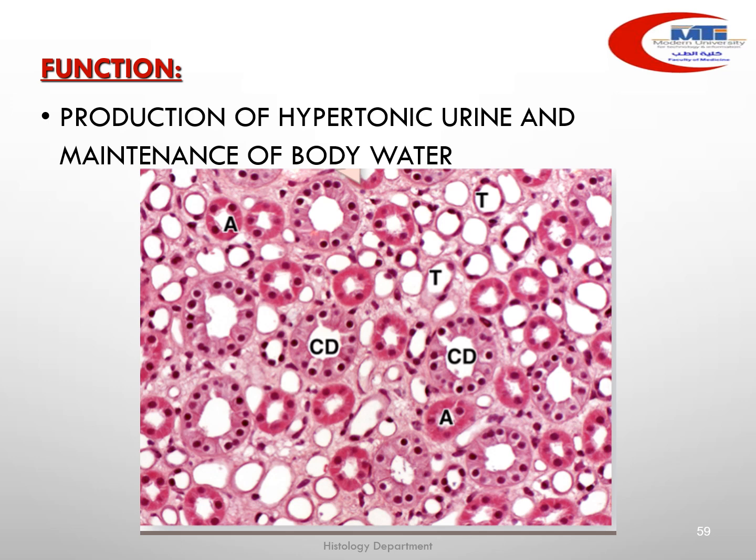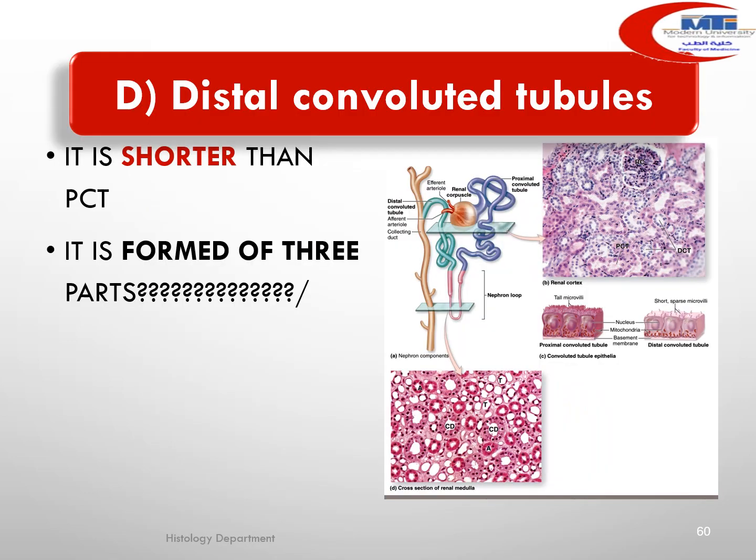Here, as you can see, these are the parts where the distal convoluted tubule is present. This is the thin part, okay, and this is the collecting tubule. All of these structures are present in the medulla. Its function is to produce hypertonic urine and maintain and protect the body water by reabsorption.